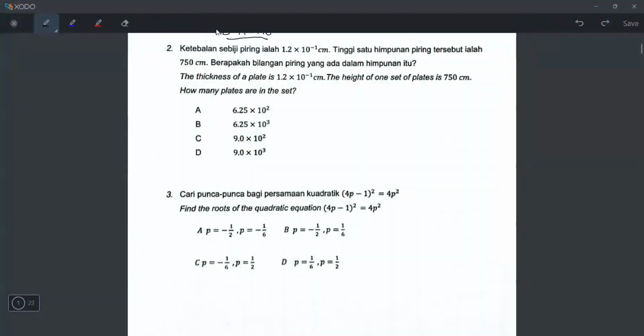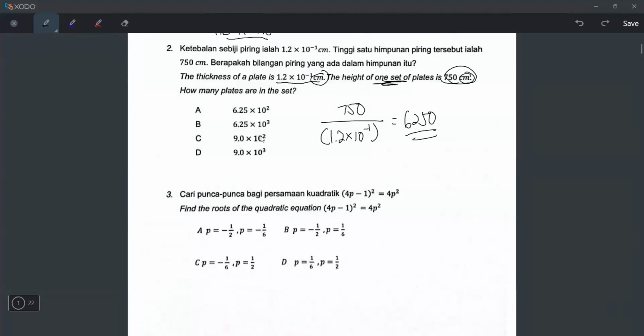Okay, let's continue with number 2. The thickness of a plate is this. The height of one set, so one set means multiple plates, more than one, because it's one set, right? It's 750 cm. How many plates are in the set? So we just have to take 750 divided by bracket 1.2 times 10 power negative 1. That's all you have to do. You press this, you get the answer. So 1.2 times 10 power negative 1 first, and then 750 divided by the answer, and you get 6250. 6250, that's the answer. And also make sure the unit is the same before you divide. So we can see cm, the unit is the same, that's why you can divide.